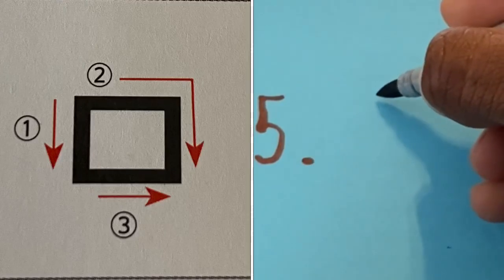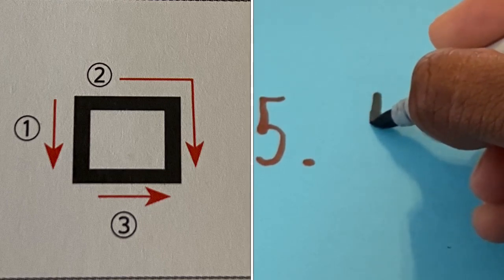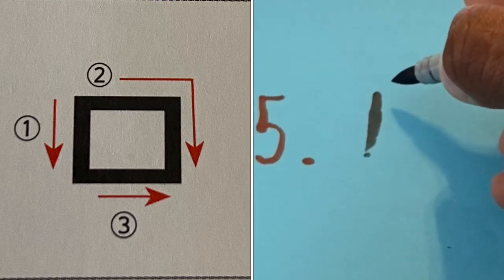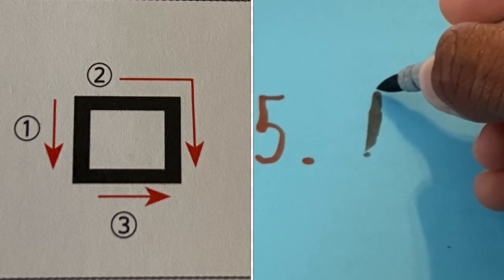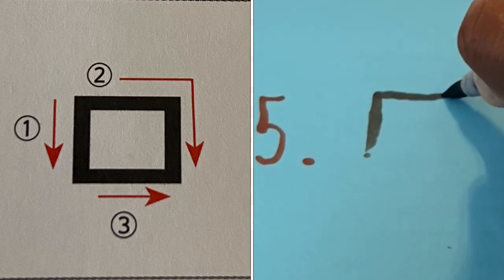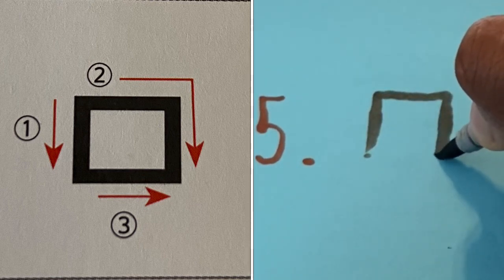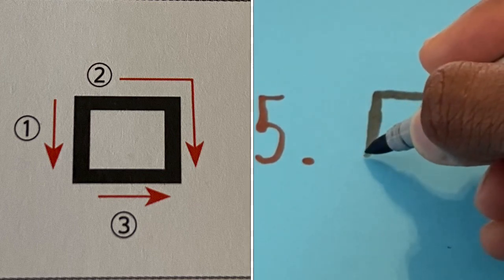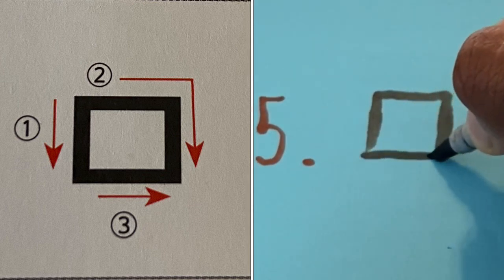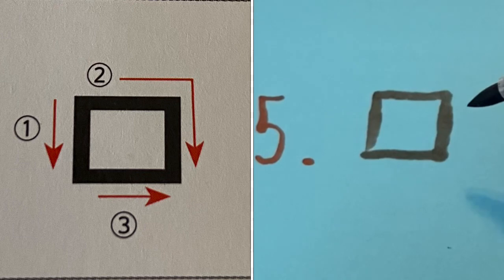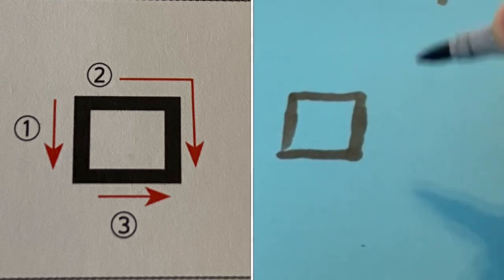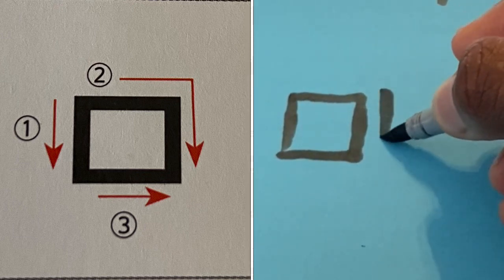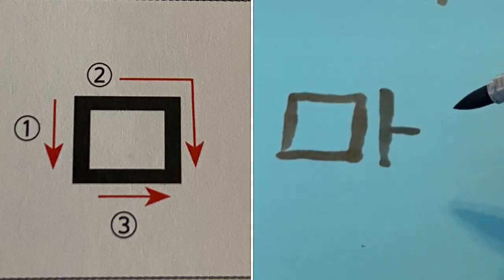This consonant's name is 미음. Here's how you write it. First, you draw a straight line downwards. Then you're going to make a straight 기역 shape. Then you're going to fill the gap with another line. So it should be 3 strokes altogether. 미음 makes the M sound. So with A, it's ma, ma.